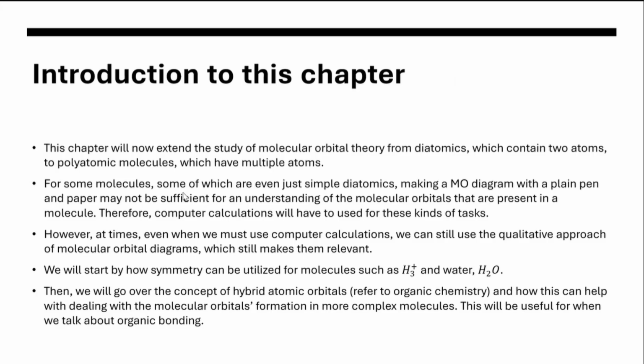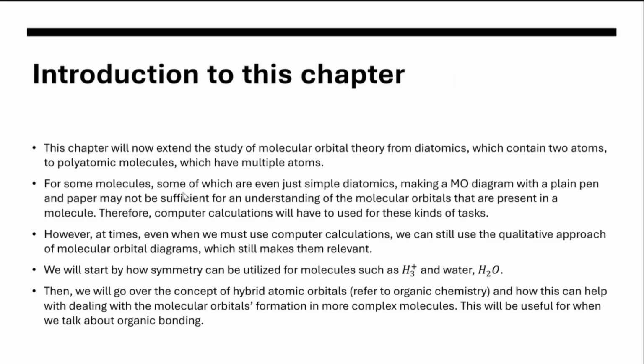So here's the introduction to this chapter. This chapter, chapter 5, will now extend the study of molecular orbital theory from diatomics, which contain 2 atoms, to polyatomic molecules, which have multiple atoms. At this point, we're just adding a whole other level of complexity. And if we're dealing with polyatomics, we'll get to the point where we realize, hey, I just can't keep building all these pen and paper molecular orbital diagrams. It's way too messy using the current approaches that we have now.